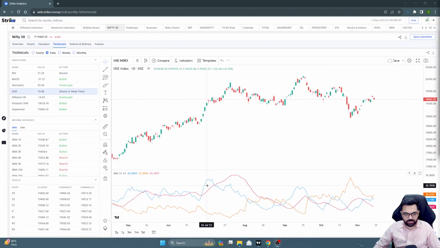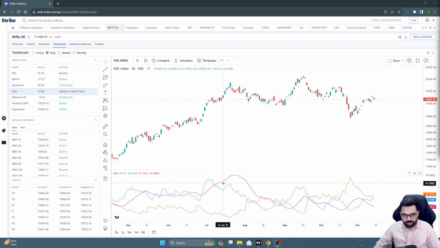So the first is the blue line, that is the positive directional index. This measures the strength of a bullish trend, that is by calculating differences between consecutive highs and then smoothing it over a certain period. Most commonly used period is 14. Similarly, negative directional index is calculated by calculating the distance between consecutive lows, thereby determining the strength of the downtrend. So it is known as negative directional index.